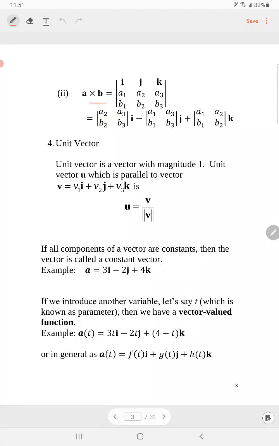Next is A cross B. So A cross B will give you a vector as well. So this is how you obtain A cross B.